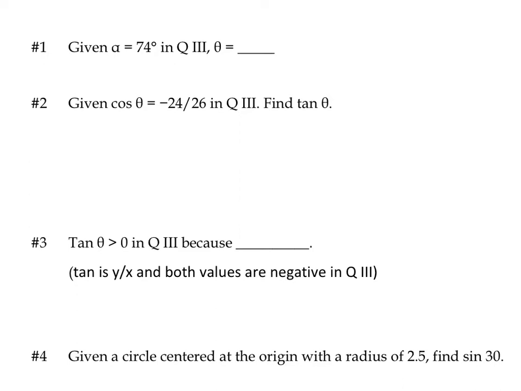In this video, I'm going to go through an answer key for the timed quiz on unit circle and special trig values. So we're going to see some reference angle stuff in here as well, like the first question. Reference angle, that's alpha equals 74 degrees, theta equals, and in this case, in quadrant 3, means we're going to take 180 plus the reference angle of 74 to get our theta of 254 degrees.